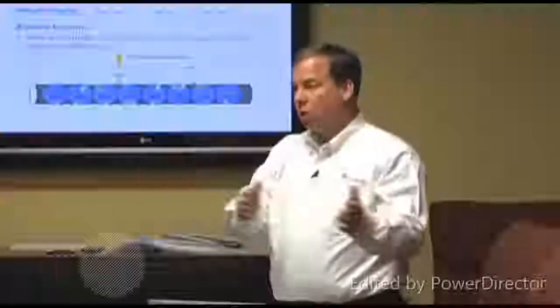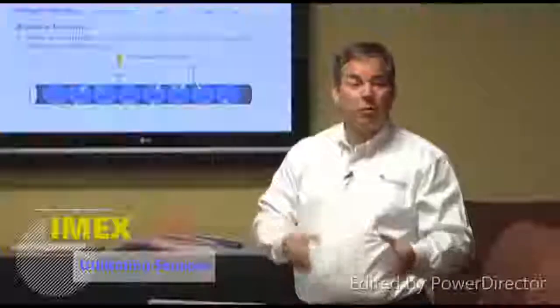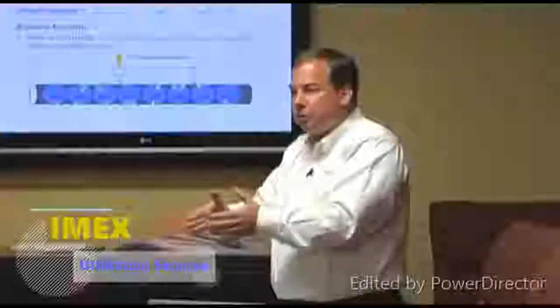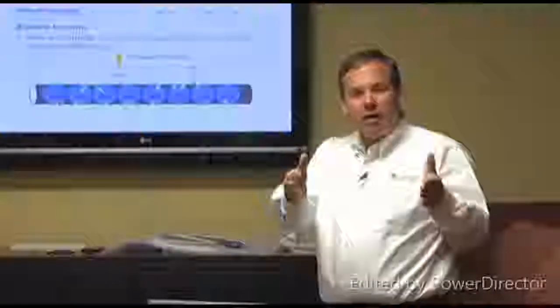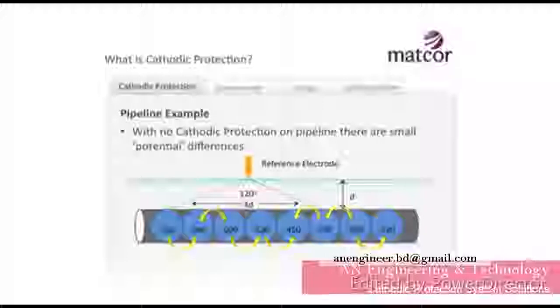And if you took a bare pipeline, you put it in the ground, you would find there's variations along that pipeline, naturally occurring, because the steel is not exactly the same everywhere. The soil environment is not exactly the same everywhere. So there'll be minor differences in the potential. Well, everywhere you go from a minor positive to a minor negative, you've created a current flow. Okay? So along this pipeline, you have all these little micro cells where galvanic corrosion will occur. We call that galvanic corrosion.